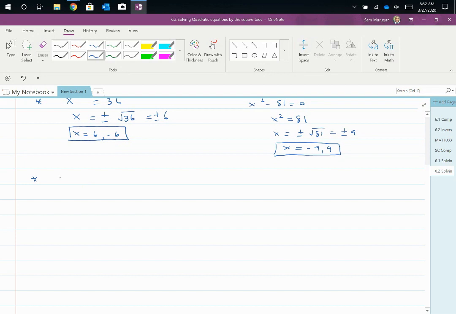If x squared is equal to 64, x is equal to plus or minus the square root of 64, which is equal to plus or minus 8. x is equal to negative 8 or positive 8.